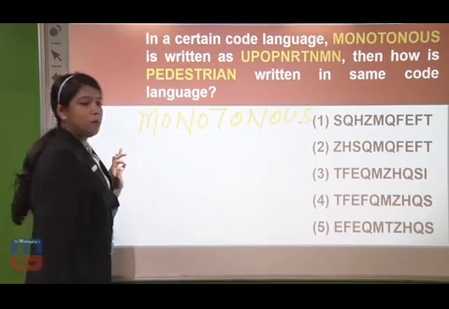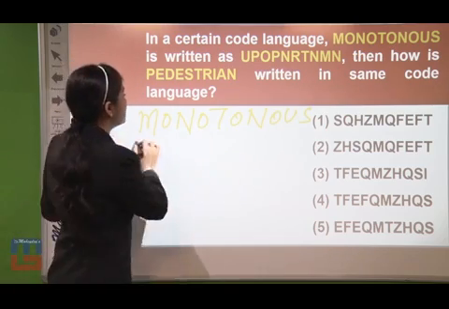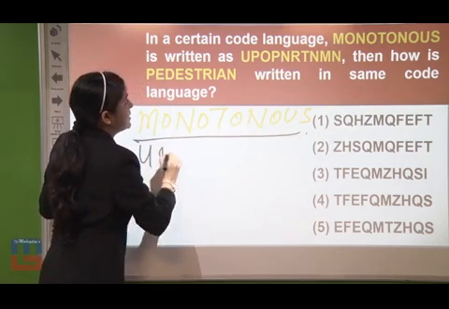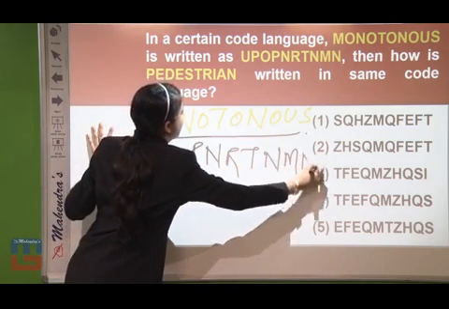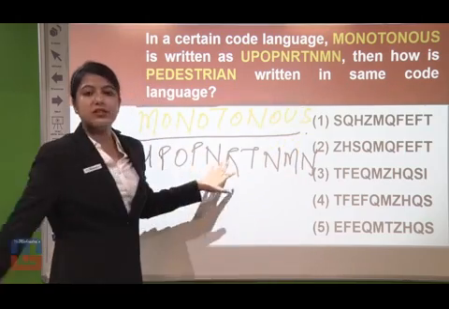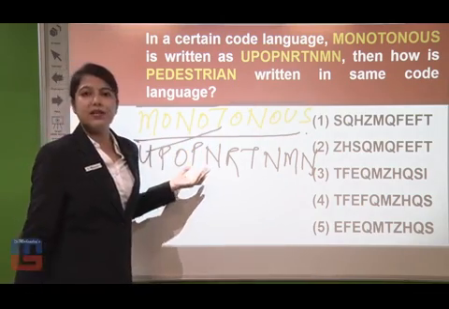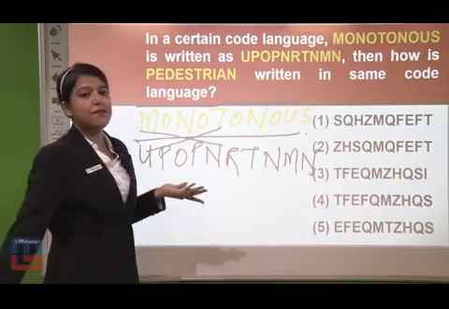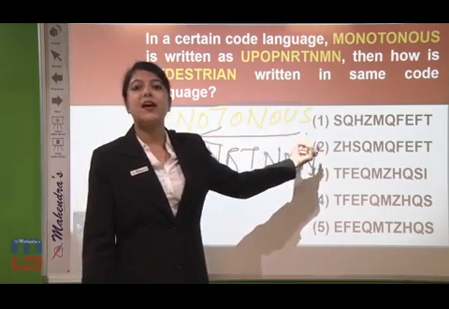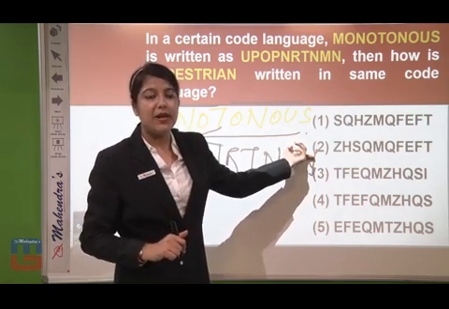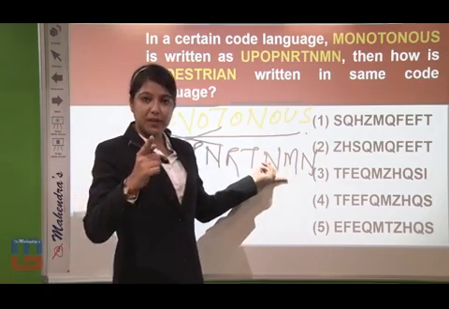MONOTONOUS is coded as UPOPNRTNMN. See, again the 5 letter breakage will work on this question. The first 5 letters are doing the +1 format and the next 5 letters are doing the -1 format. The previous 5 letters are doing +1 and the last 5 letters are doing -1.